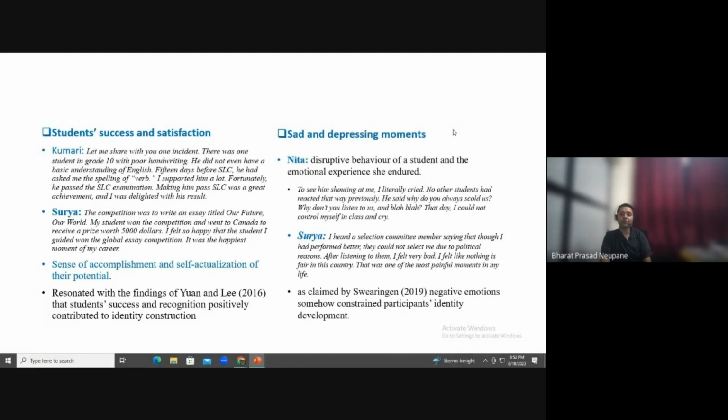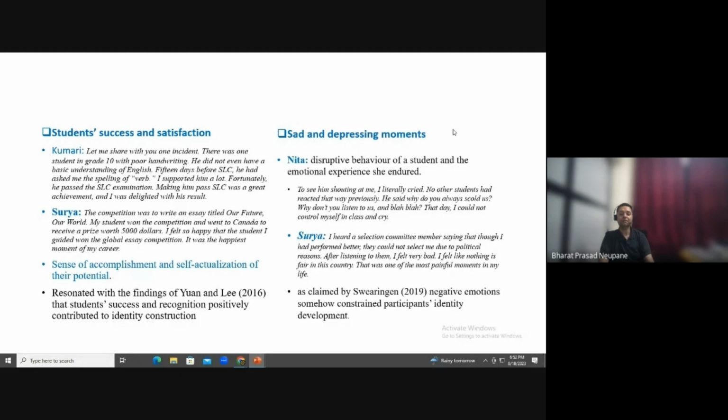He said, "Why do you always scold us? Why don't you listen to us?" And so on. "That day I could not control myself in the class and cried." So she had simply told a student not to use a mobile phone in the classroom, but that day all of a sudden a student showed disruptive behavior, and that made Nita very sad and depressed.